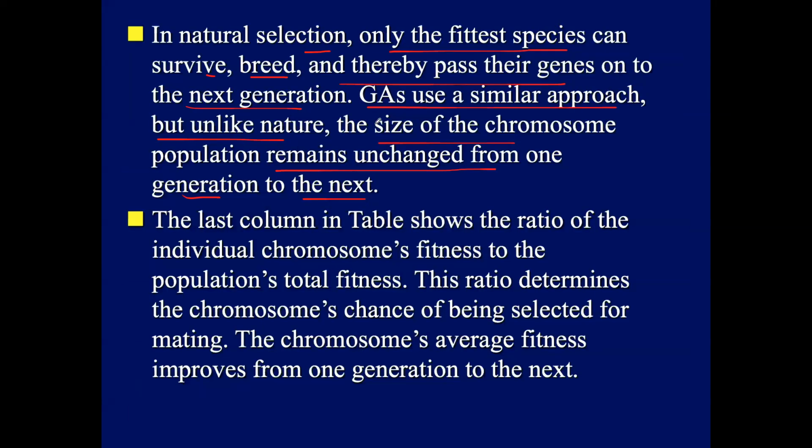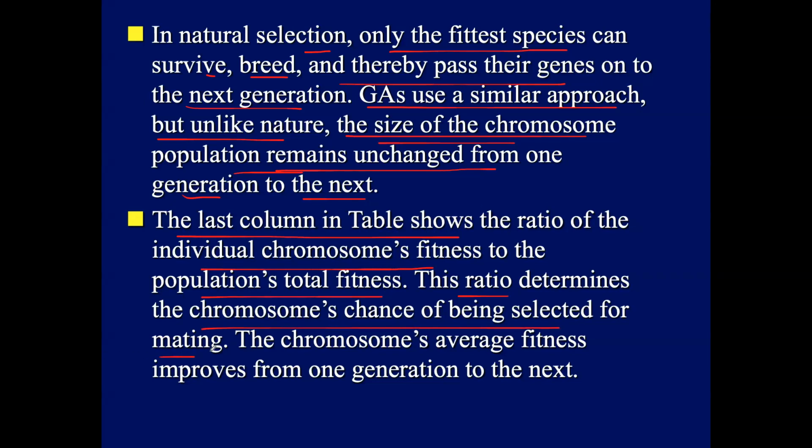So in this case, we are saying that when we are using genetic algorithms, the size of our chromosome population will remain unchanged. In other words, we shall select parents and then perform genetic operations to create offspring chromosomes. But the new population will not exceed 6 chromosomes. It will also be 6 chromosomes. So for the selection of the parents, we said that the fitness may be important. That's why in the previous slide, we saw that the last column in the table shows the ratio of individual chromosome fitness to the population's total fitness. And that ratio determines the chromosome's chance of being selected for mating.